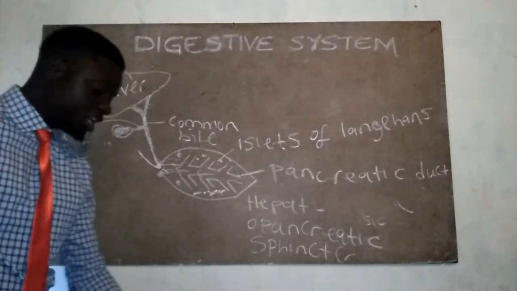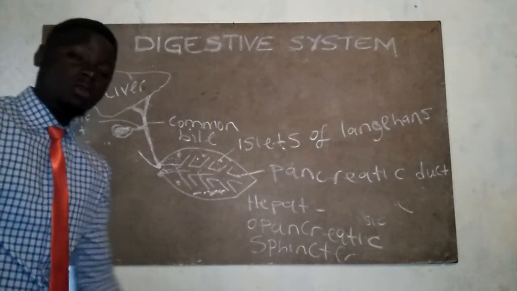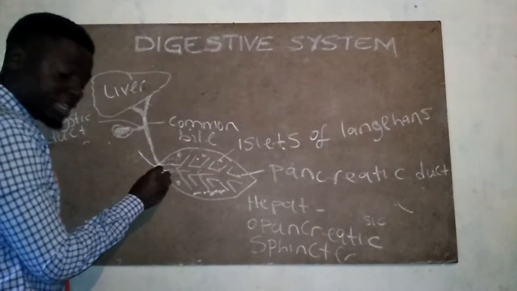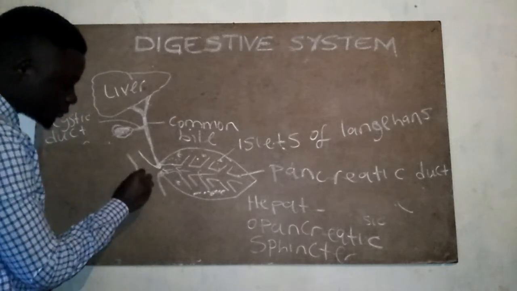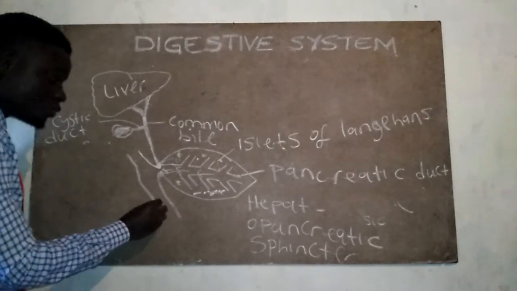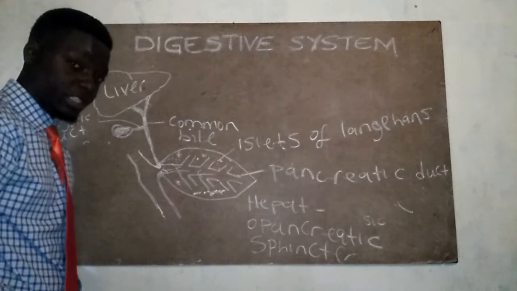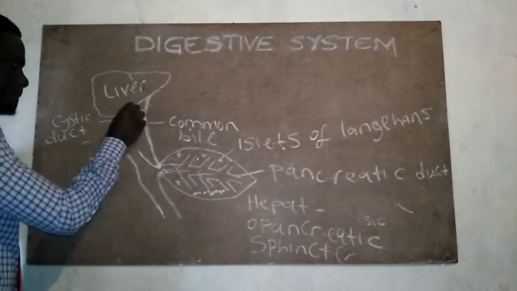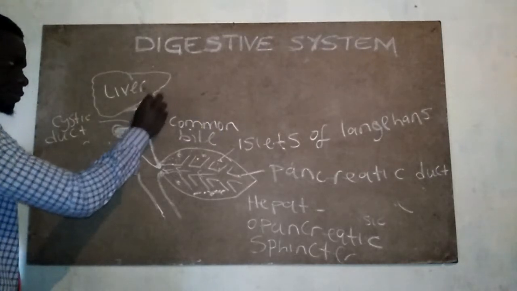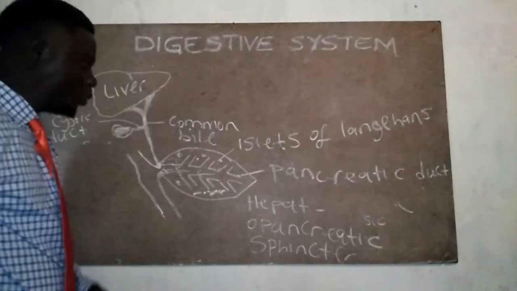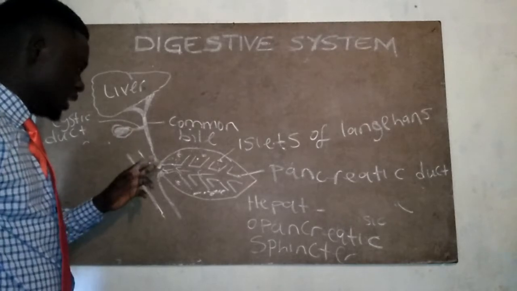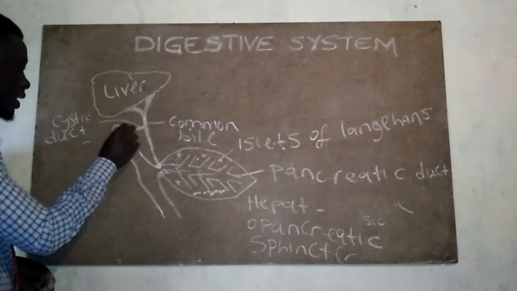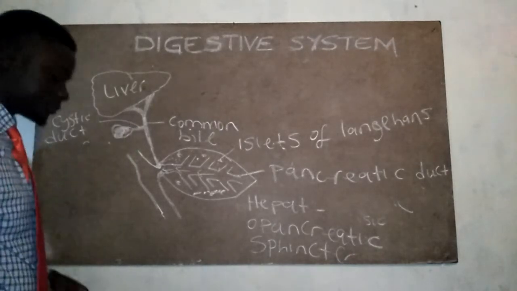Remember we said that the duodenum is the first 12 inches, or 12 centimeters, of the small intestine. So what we want now is this process of digestion to take place. So the liver is going to secrete bile, and the bile will not go directly into the digestive system, but it will be stored in the gallbladder, because this is the gallbladder.